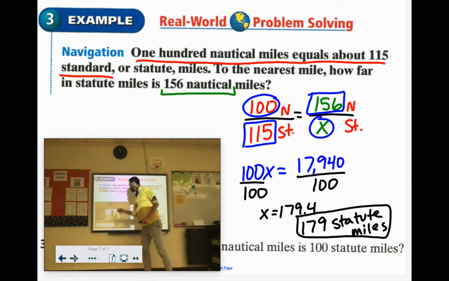All right, so that's it for proportions. Now the next section we're doing pretty much only word problems. So it's pretty darn fun.